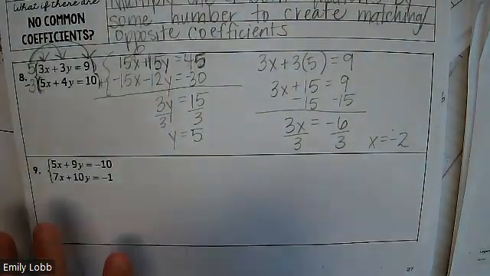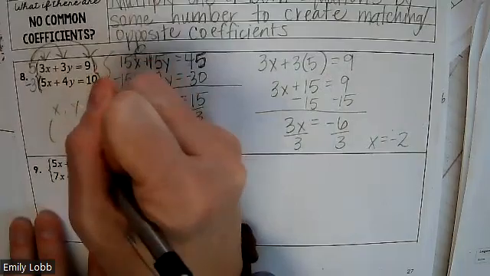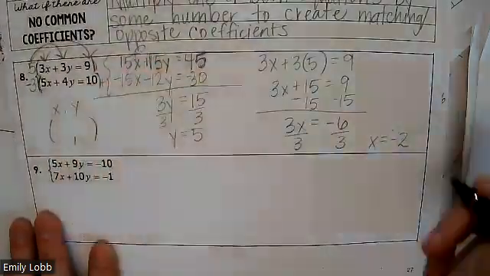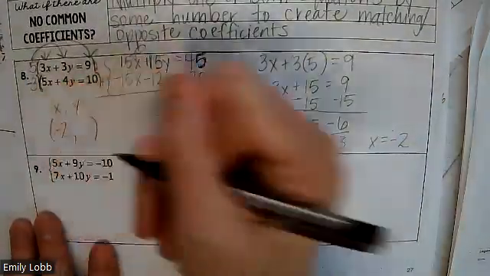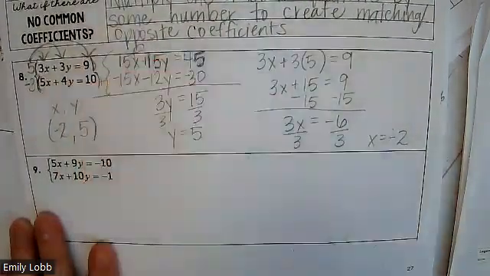Remember, we always list our answer with our x value and then our y value in our parentheses. So here I have my x value of negative 2 and my y value of 5.